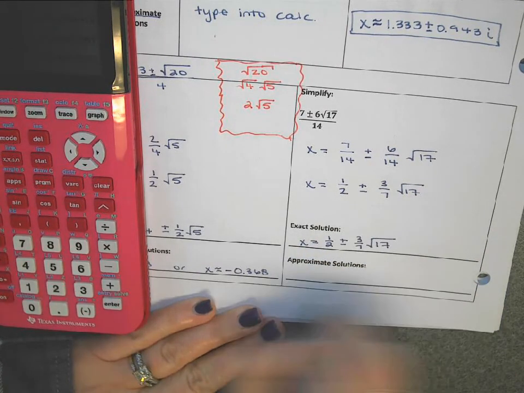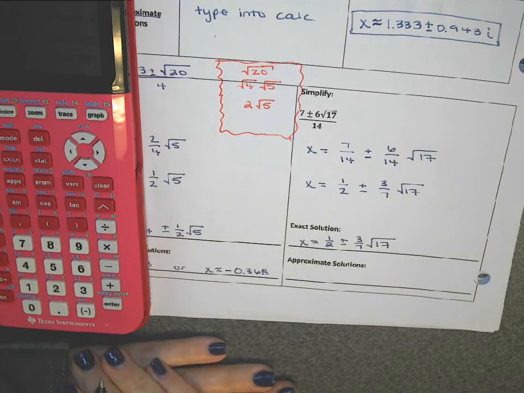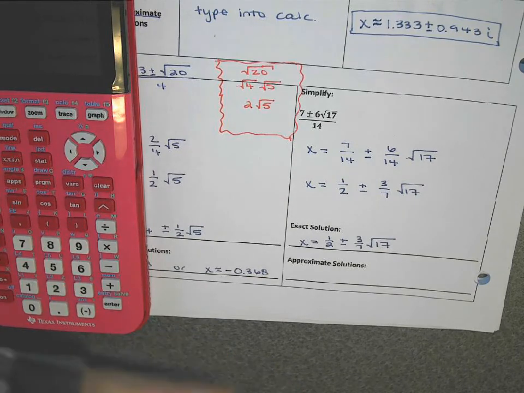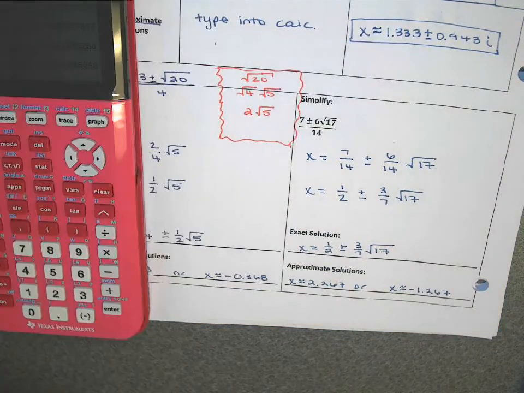I want you to try to type this into your calculator and see if you can come up with the approximate solutions. How many should you have? 2 approximate solutions. All right, so yes, you should get 2.267 or negative 1.267.